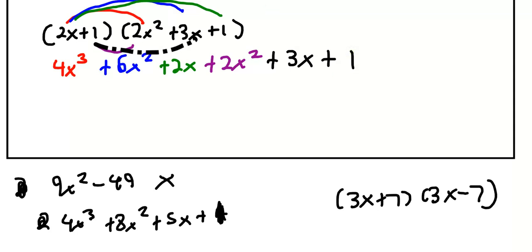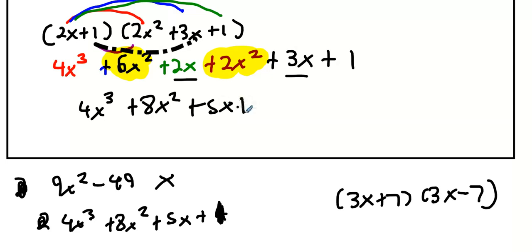Now, lads, really quickly. Lads, 6x squared plus a 2x squared. 8x squared, so it's 4x cubed. It's your 8x squared. It's your 5x. And it's your 1. Happy out with that? Very difficult.